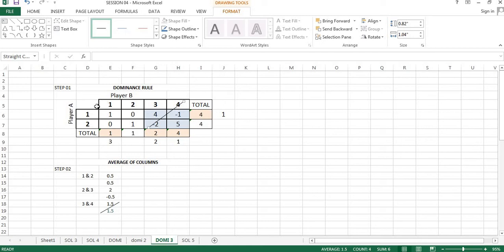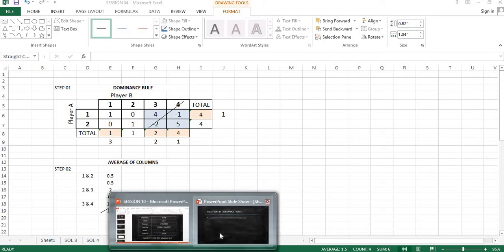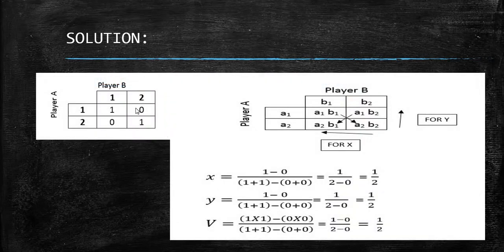Here we have got a 2 by 2 matrix. So this is 1, 0 and 0, 1. It is a 2 by 2 matrix. So using the formulaic method, this is the formula. For x, it is (a2b2 minus a2b1) divided by (a1b1 plus a2b2 minus a1b2 plus a2b1), that is 1 minus 0 divided by 1 plus 1 minus 0 minus 0. So the denominator will be the same for x, y and the value of the game. So the answer is 1 by 2.